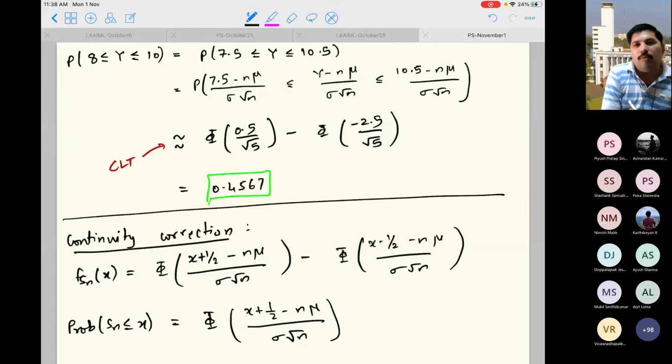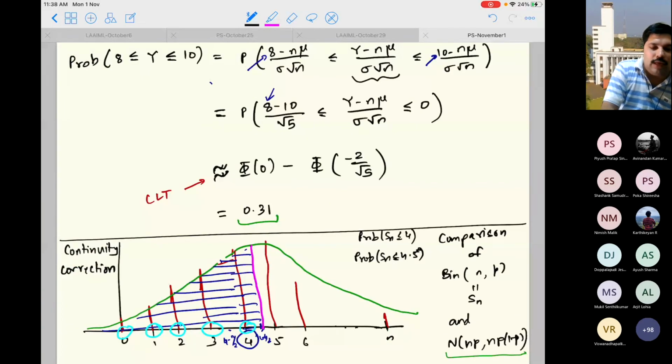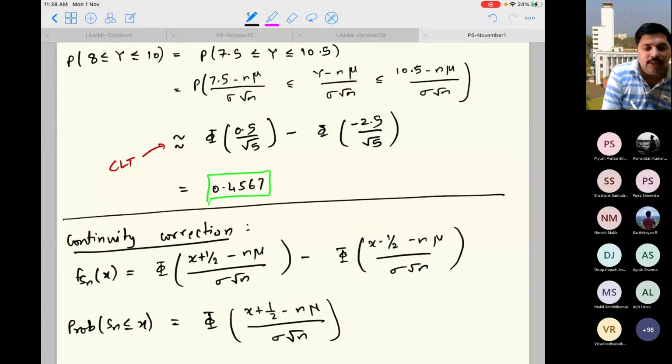So if you want to calculate the probability of the binomial random variable at small x, say x is 8, I took 8 less than or equal to y less than or equal to 10. You could have just taken y equal to 8. I am interested in calculating the probability y is equal to 8. So x will have value 8. How will I calculate the probability? I will look at 8 plus 0.5 and 8 minus 0.5. Does that make sense to you?